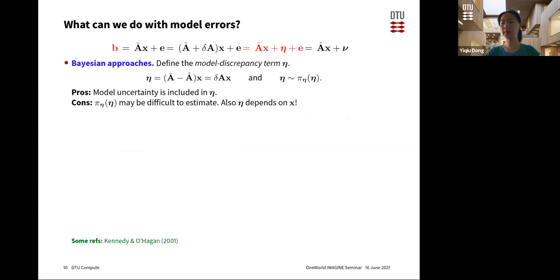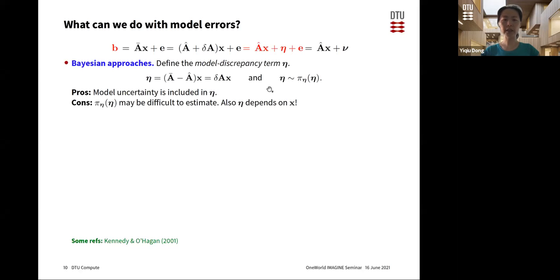Another type of method to handle model error is the Bayesian approach. The linear system we consider here is b equals A x plus eta plus e, where eta equals delta A times x. Eta shows the discrepancy between the true model and the nominal model. We call eta the model discrepancy term, and we assume we know the distribution of eta.